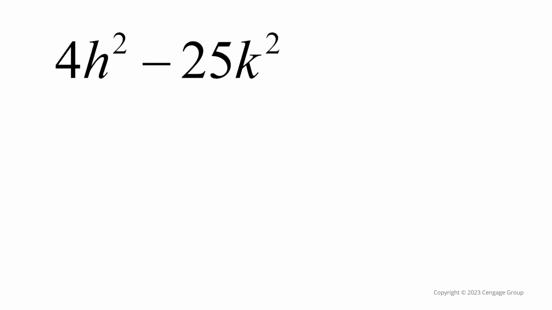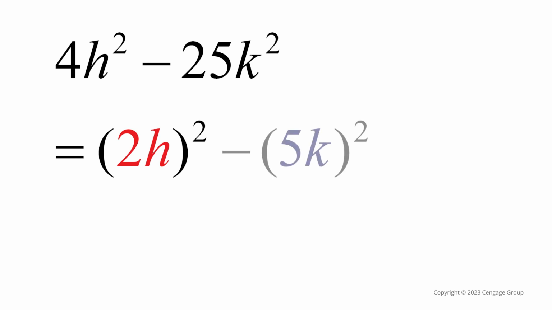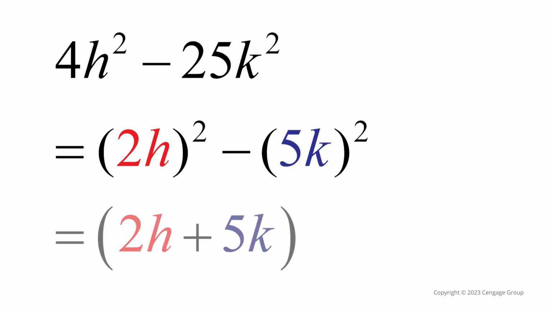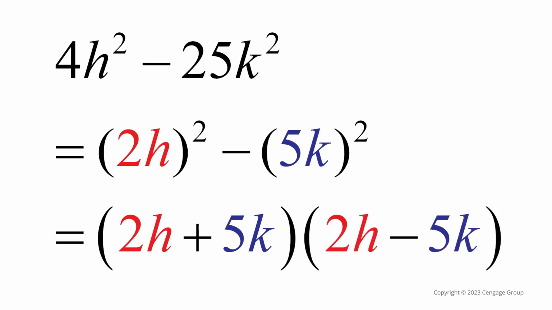Let's look at an example. Here we have 4h squared minus 25k squared. First, we'll rewrite each term as the quantity squared. 4h squared can be written as the quantity 2h squared. 25k squared can be written as the quantity 5k squared. Now we can factor this expression as the quantity 2h plus 5k times the quantity 2h minus 5k.